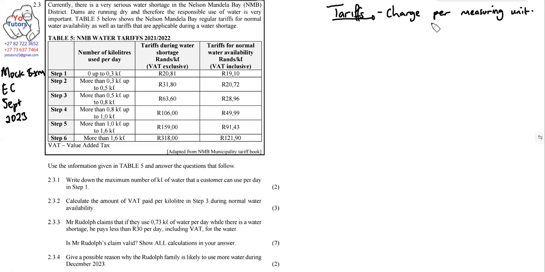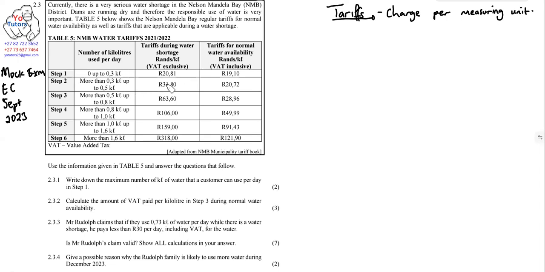A tariff is charged per measuring unit. So today we're going to look into the water tariff. In this example, you must know that a water tariff uses what you call a sliding scale. A sliding scale means the more water you use, the more costly it's going to be, because it's meant to save water. That's why, if you use less water, you're charged less. If you exceed a certain number of kiloliters, you're charged a higher amount.